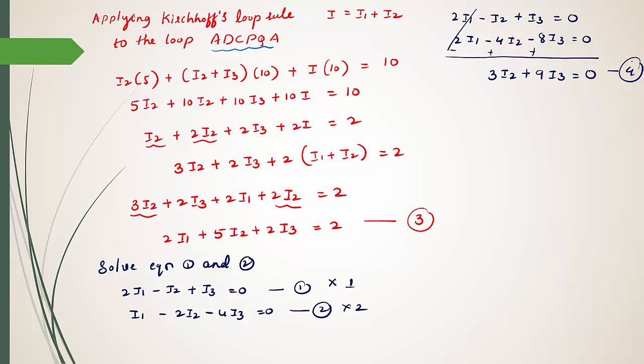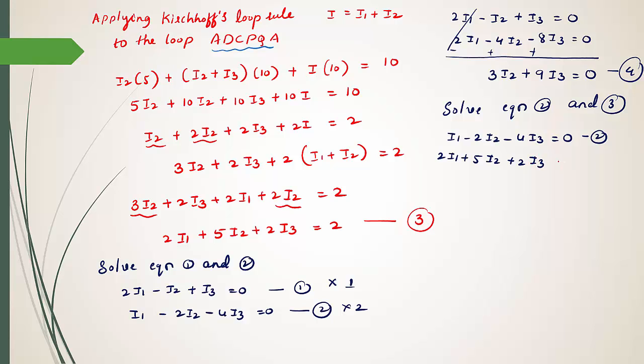We solved equation 1 and 2. Now I am going to solve equation 2 and equation 3. Equation 2 is I1 minus 2I2 minus 4I3 is equal to 0. Equation 3 we got 2I1 plus 5I2 plus 2I3 is equal to 2. This is equation 3. So we have to solve these two equations.